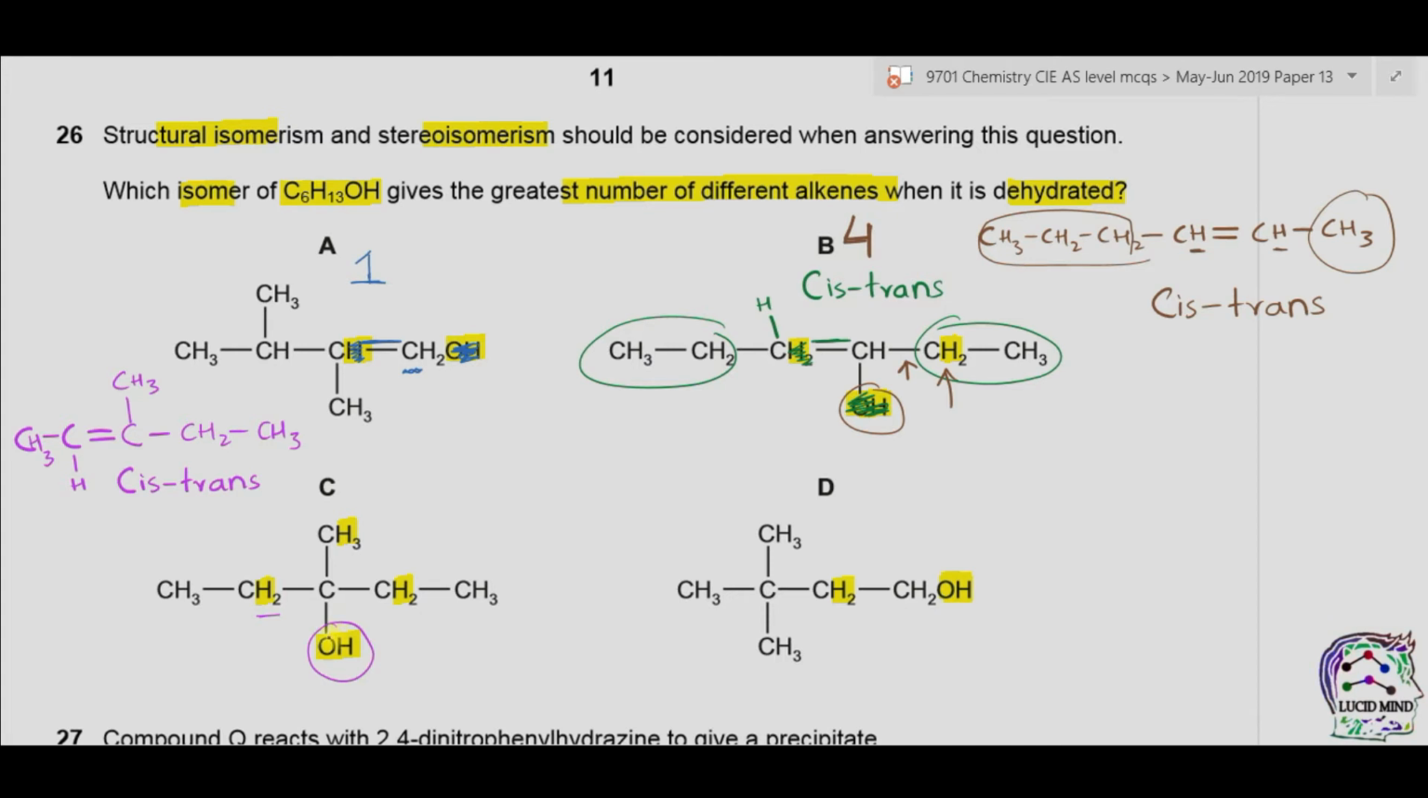Now with the second possibility, if OH is removed from this carbon and hydrogen is removed from this carbon atom, then the product will be like this. As we can see that with both double bonded carbon atoms, similar atoms are present. With this carbon there are 2 hydrogen atoms, while with this carbon atom there are 2 ethyl groups that are similar. So therefore cis-trans will not be possible. This will be the only product.